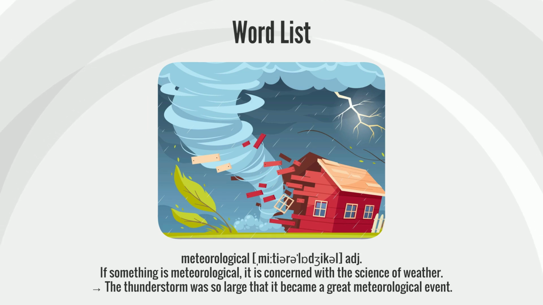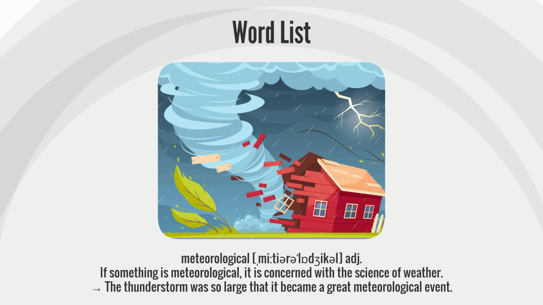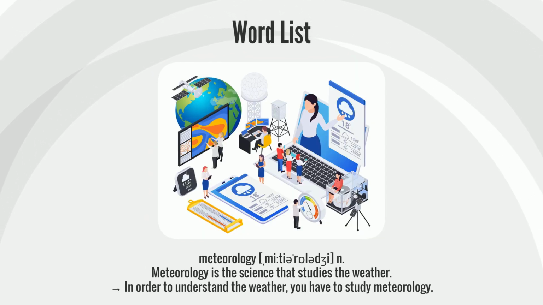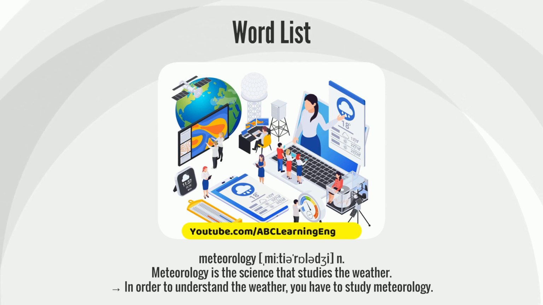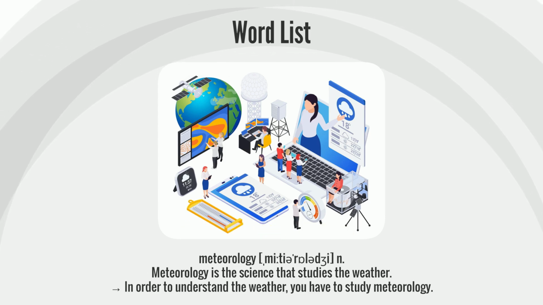Meteorological. If something is meteorological, it is concerned with the science of weather. The thunderstorm was so large that it became a great meteorological event. Meteorology. Meteorology is the science that studies the weather. In order to understand the weather, you have to study meteorology.